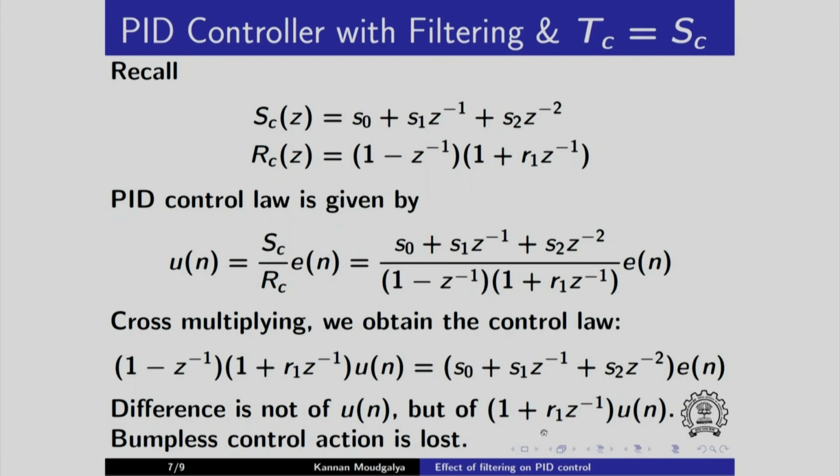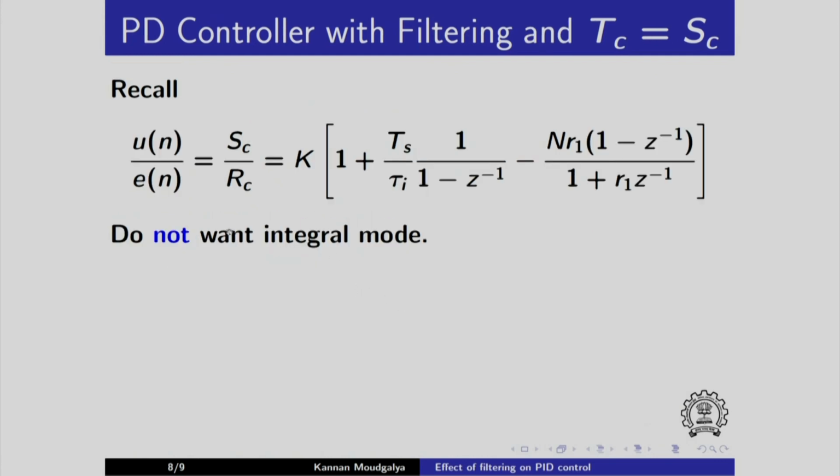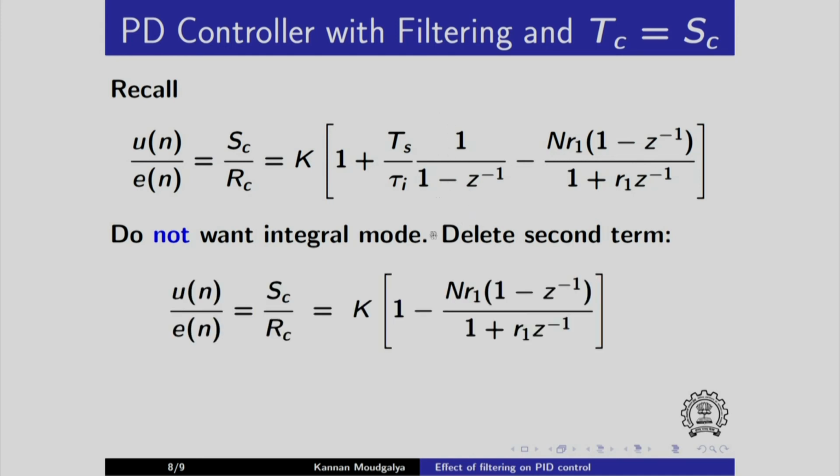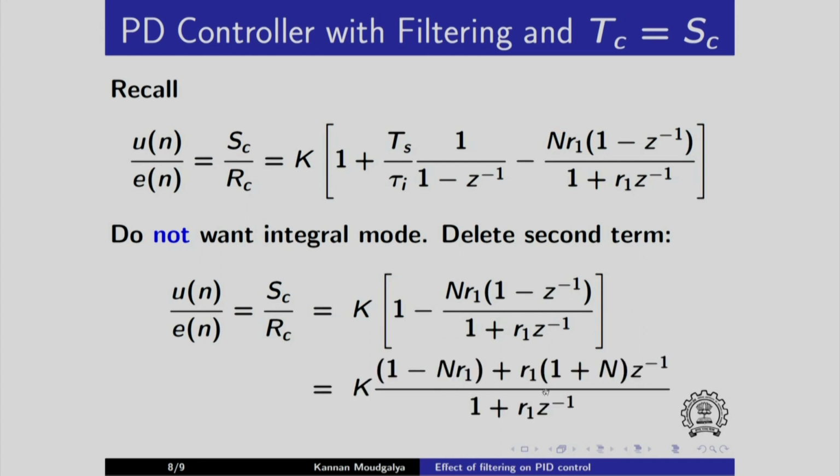is lost in this. Suppose we do not want integral mode. So, I have written PD control law, it is no longer PID control law. At times the plant itself may have an integral mode. So, you do not want to include another integral mode in the control law. So, we do not want integral mode. So, we delete the second term. So, here is the control law, which can be simplified easily.